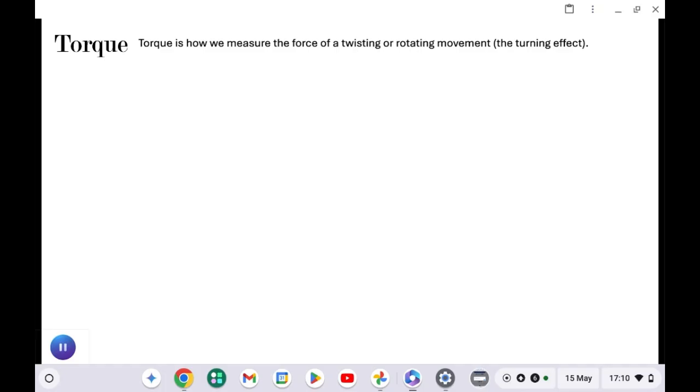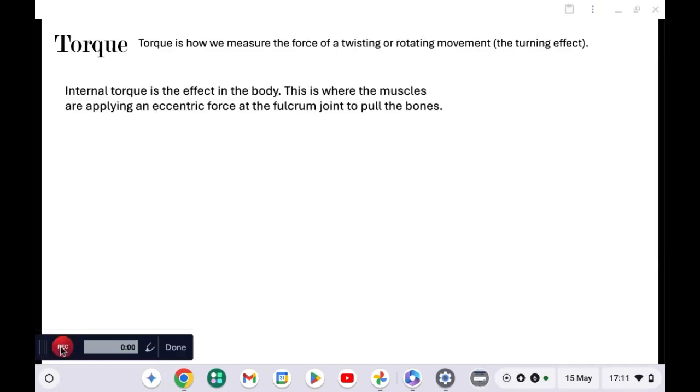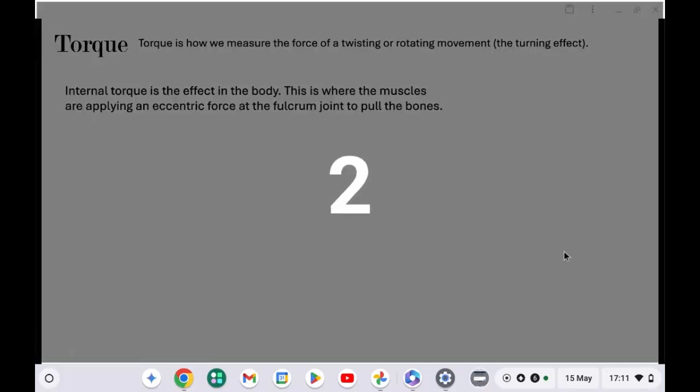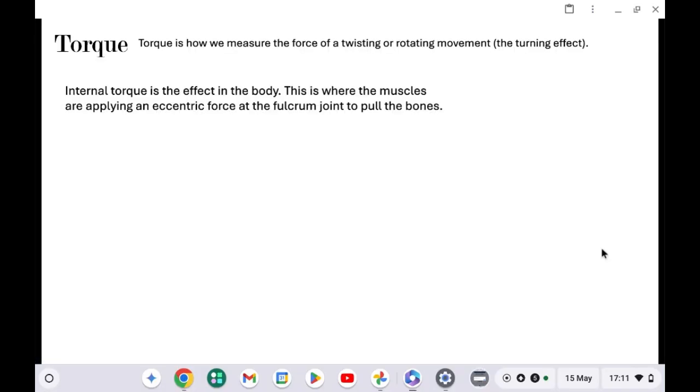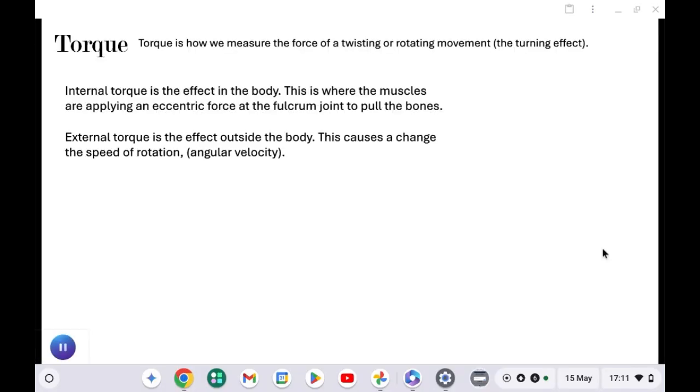Torque is how we measure the force of a twisting or rotating movement, also known as the turning effect. Internal torque is the effect in the body. This is where the muscles are applying an eccentric force at the fulcrum joint to pull the bones. External torque is the effect outside the body. This causes a change to speed of rotation, angular velocity.